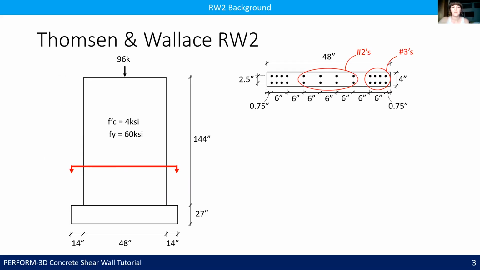To give you a background on the Thomsen Wallace RW2 wall, it's a 12-foot tall, 4-foot wide wall, f'c of 4 ksi, fy of 60 ksi for the rebar. If we look at a cross-section of the wall, we can see that there are number 2 rebar spaced at 6 inches, and the wall is confined by number 3s at 3 inches on the ends.